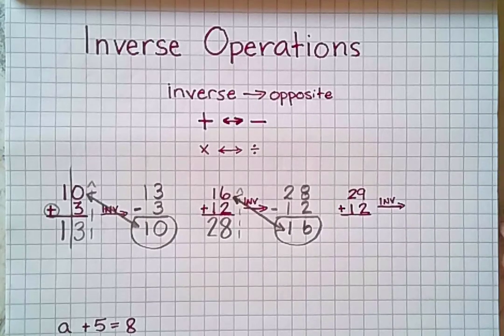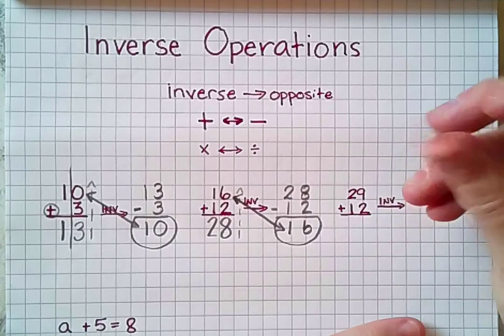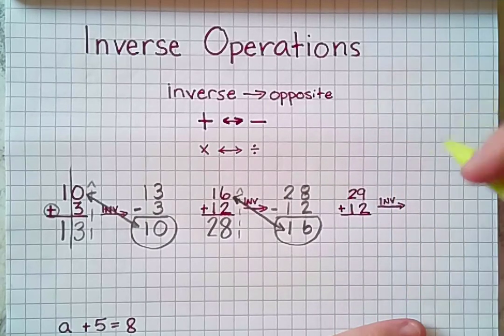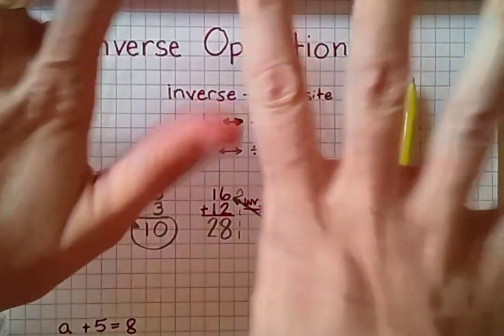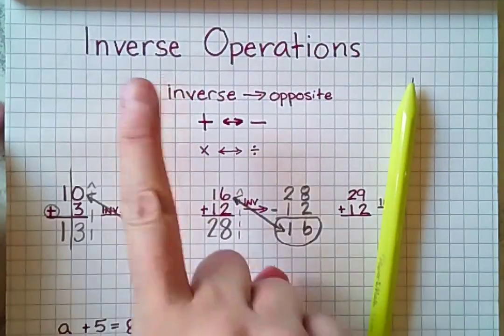Let's do one more that's pretty straightforward. Okay, now this is where we need to remember that only one digit can go in each place value position. So we have 9 plus 2, and we know that 9 plus 2 is 11. So I go 9, 10, 11.